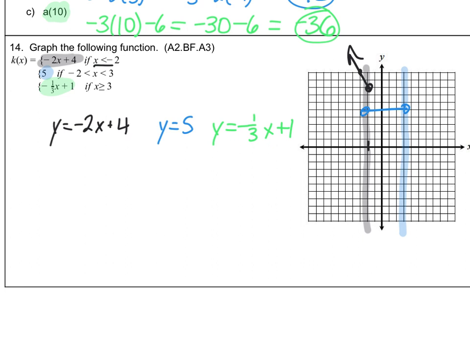And then last but not least, my b value on this one is 1. My slope is down 1, right 3. Down 1, right 3. Okay, but I only need it when x is greater than or equal to 3. So I don't need that point right there.